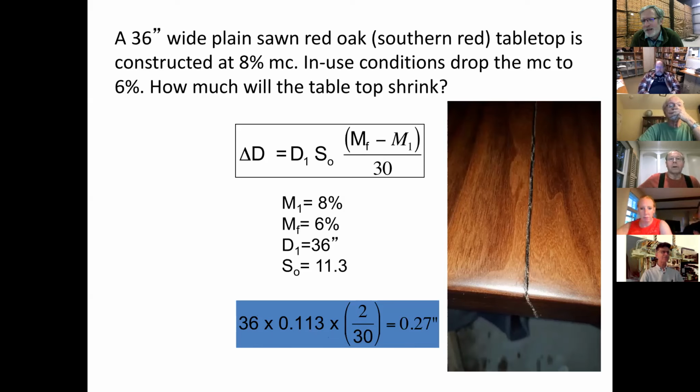Let's put this in perspective. How much moisture content did we lose just to get a quarter of an inch change? We only lost 2%. What if I shipped this table from DC out to Las Vegas and I went from, say, 12 to 4%? How much is that table going to move? We're getting up there, right? Almost a little over 3/4 of an inch just with that change. That's a lot of movement.